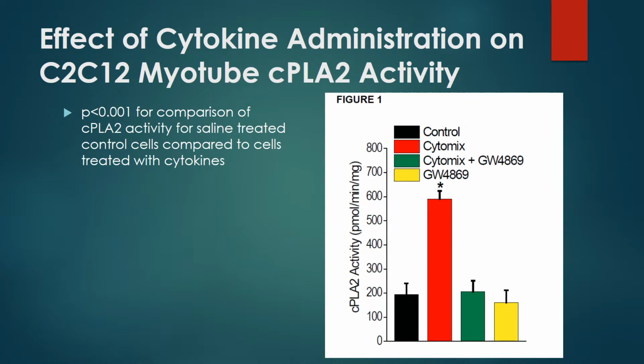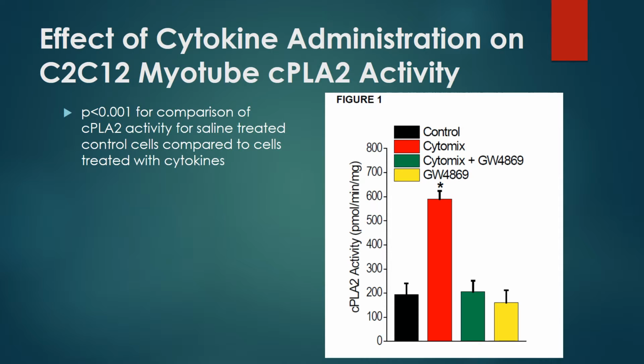The researchers first tested the effect of cytokine administration on C2C12 myotube CPLA2 activity. In figure 1 on the right, phospholipase activity is shown on the y-axis, and the control and treatment groups are shown on the x-axis. They found that the addition of cytokine mix to the C2C12 myocytes evoked a 3-fold increase in cell CPLA2 activity. In figure 1, you can see this as the increase of the red bar compared to the black bar control.